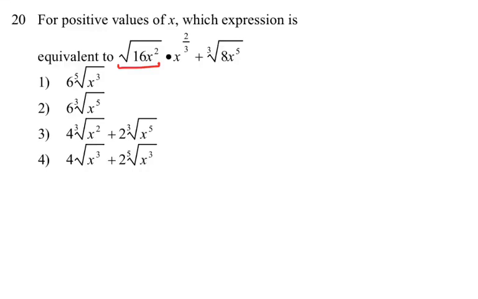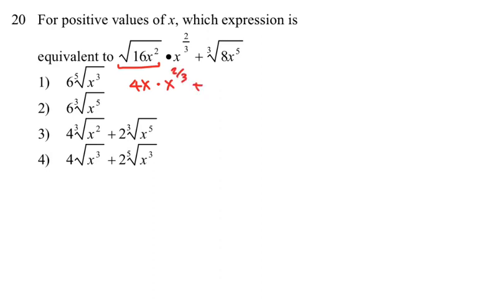Hi, let's look at the second part, starting from number 20. What we need to do is express them, or simplify them rather, using the rules of exponent. Now let's look at the first component, square root of 16 x squared. When you look at that, square root makes the 16 into 4, and x squared into x. Now we're going to multiply that by x to the 2/3 power.